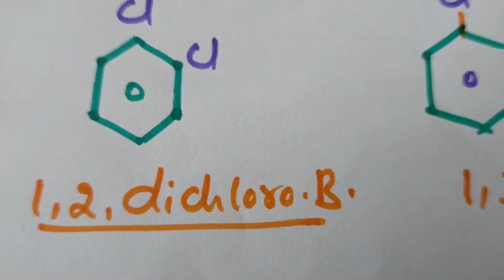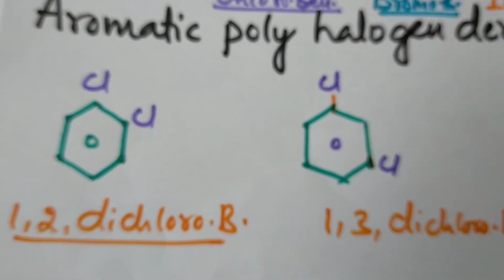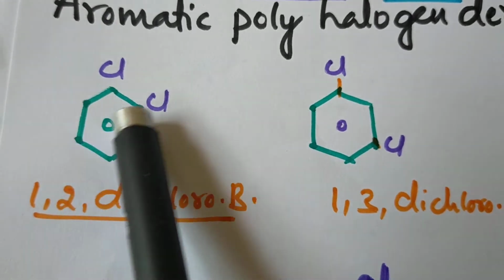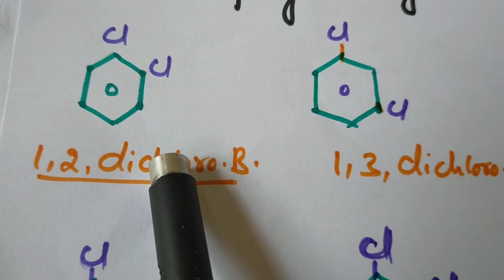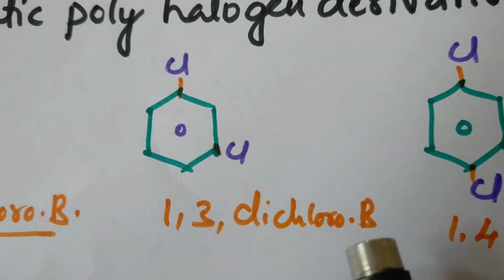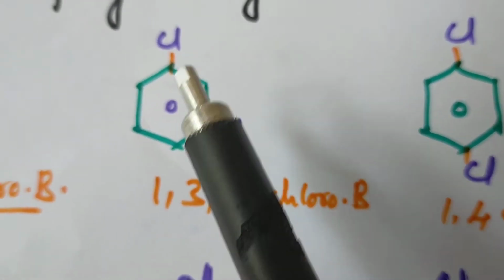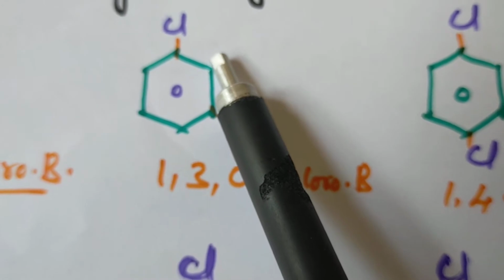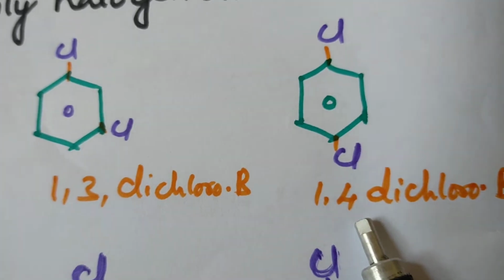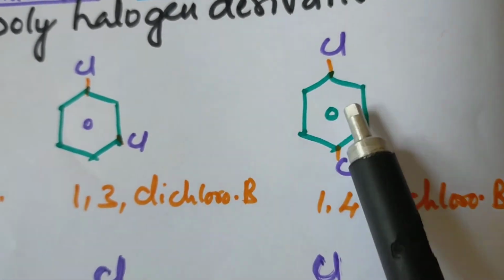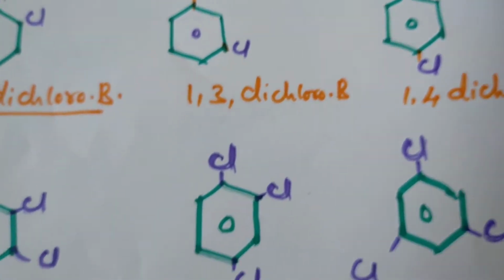Observe here 1,2-dichloro. The position of the chlorine atoms in the benzene ring is clearly given: 1 and 2. This is the benzene ring, 1, 2, 3, 4, 5, 6. 1,2-dichlorobenzene. Same type here, it is 1,3: position 1 is there, position 2 is empty, and then 3. 1,3-dichlorobenzene. Same here, positions 1 and 4: 1,4-dichlorobenzene.